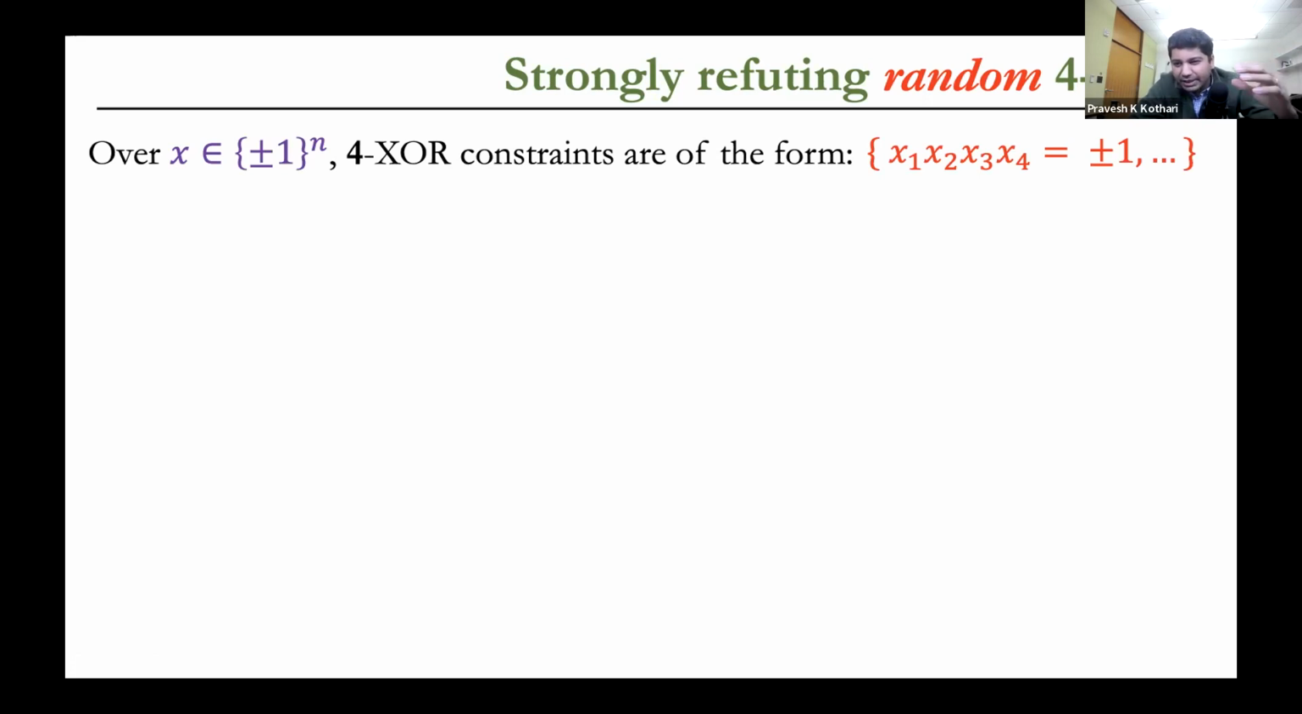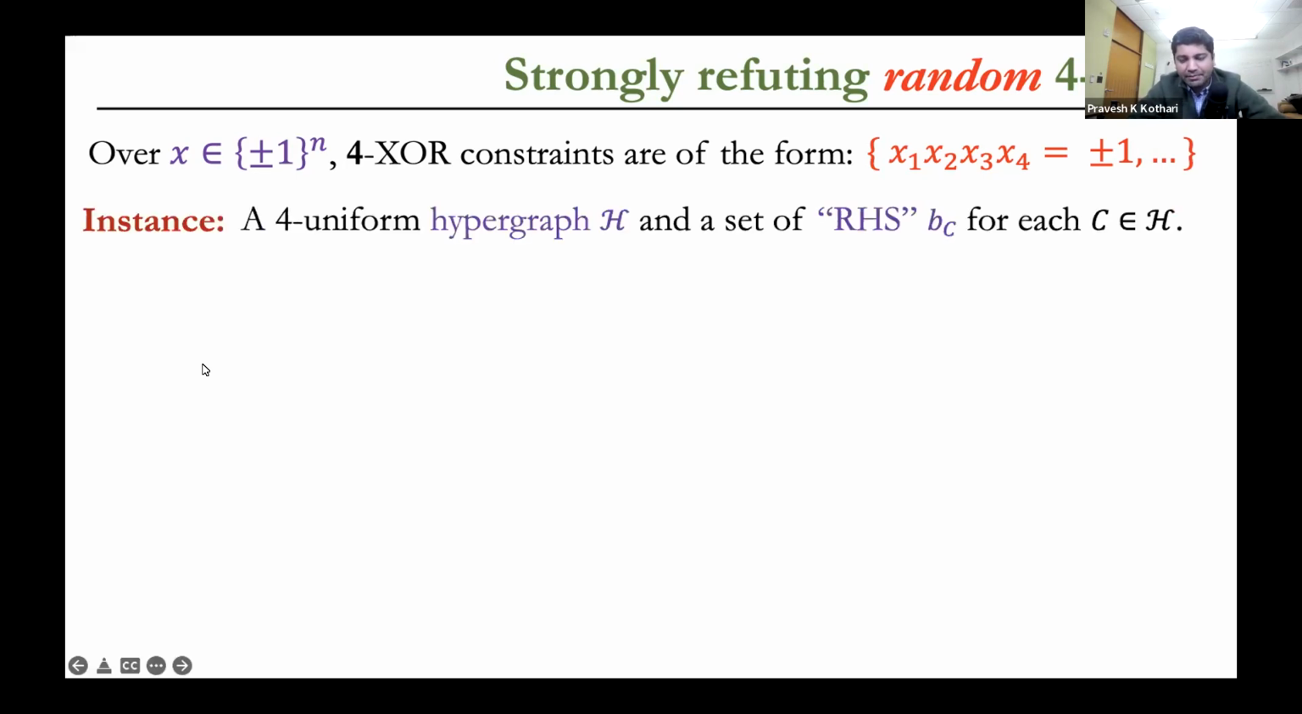I'm going to look at it in the ±1 world because it somehow serves my agenda a little bit better. So I'm going to think of the assignments as taking values in ±1. And in this world, a 4 XOR constraint simply means that the monomial of 4 bits, the product of the 4 bits, is ±1, according to whether it is supposed to be 0 or 1 in the usual world. Okay. All right. So how do you use spectral methods to refute such a formula?